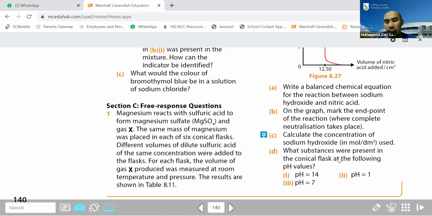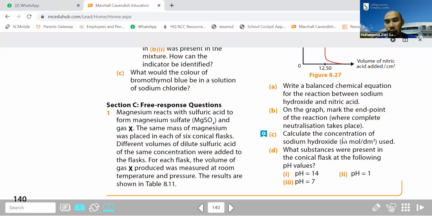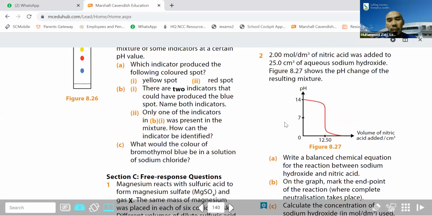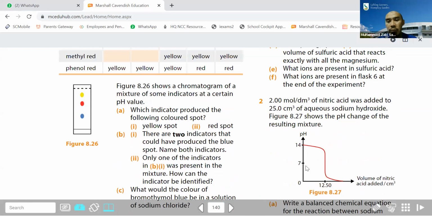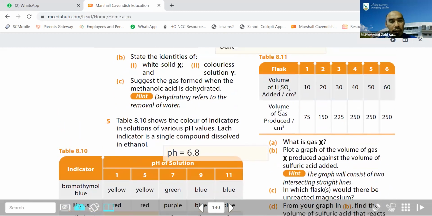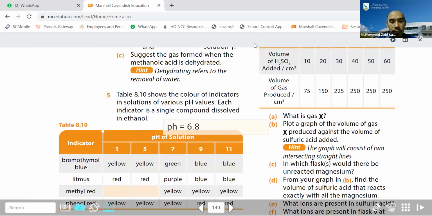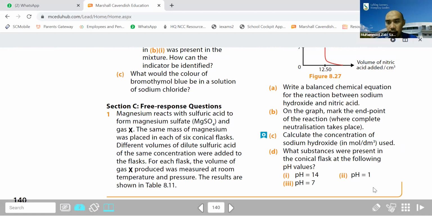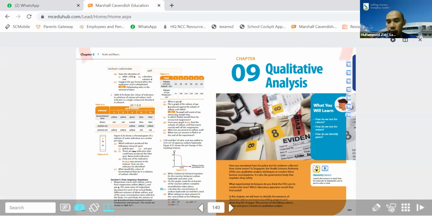Okay, so what substances are present in the conical flask at the following pH values? pH 14 means only sodium hydroxide. pH 7, water. pH 1 is acid. So you need to see this one. Okay, if I have time, I can go through in the first period before you take the WA3. Okay, I think basically that's all for the exercises here. Any questions? No question. I'll go back to the calculation.